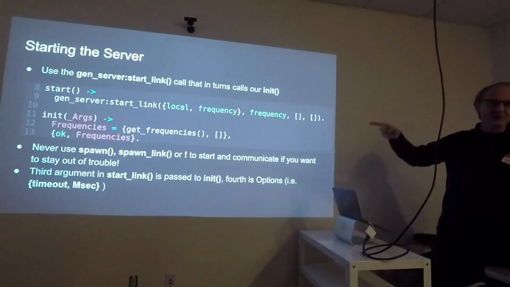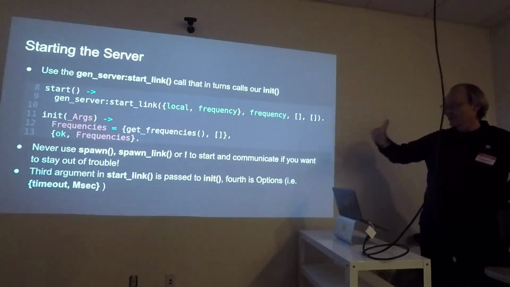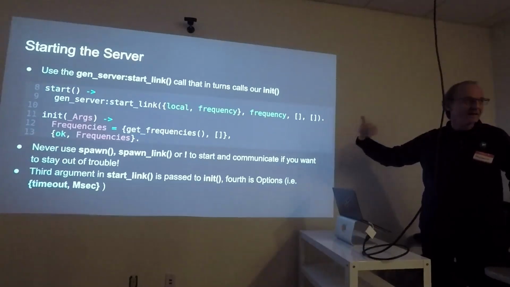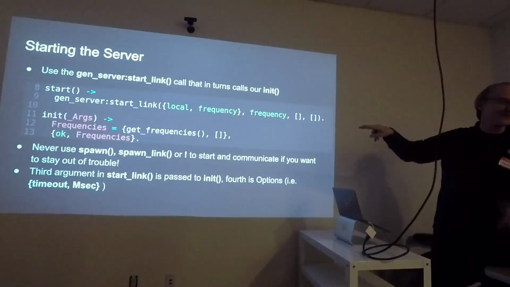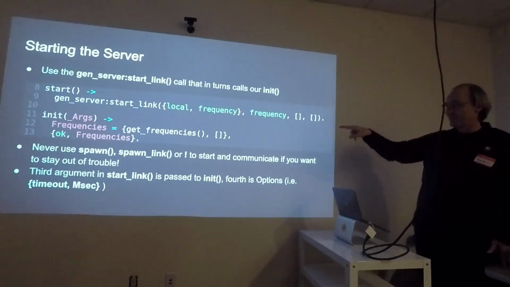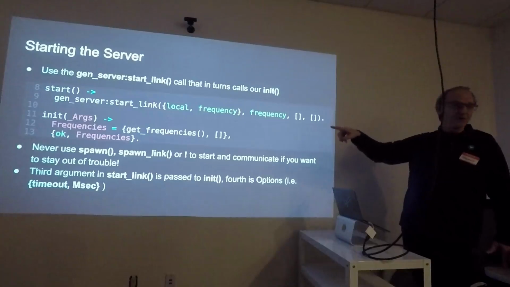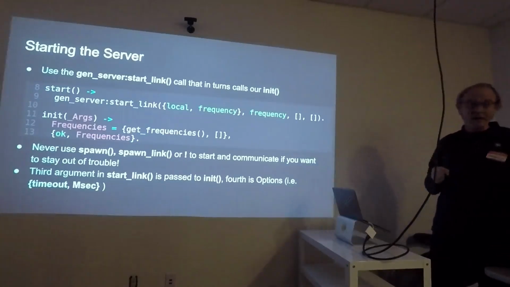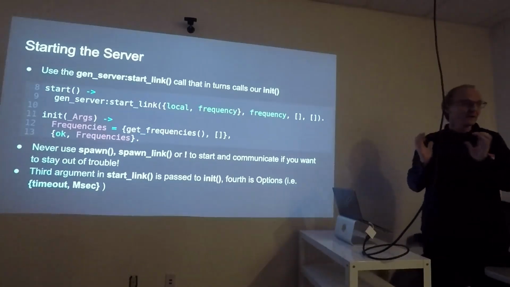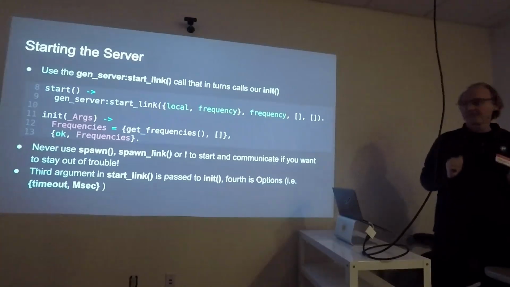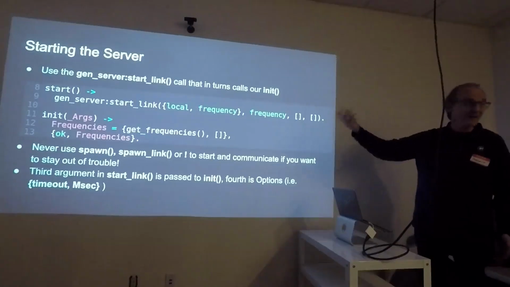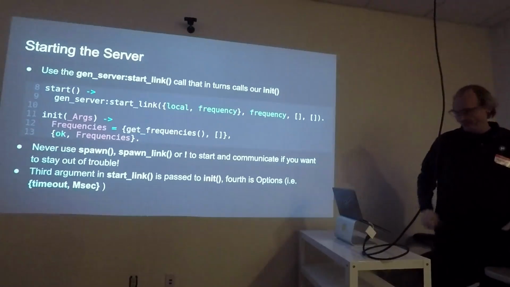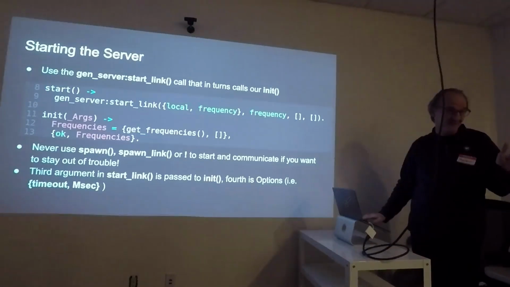In this case, in line 12, you can see my state is called frequencies. And it does more or less what the other code did. It calls the get frequencies, which is the same method as before, and an empty array. And then the init function returns OK, and the state variable back to the server. So remember, this is my code, and so now the server, after init, has my state variable. So this is pretty clean and simple, right?